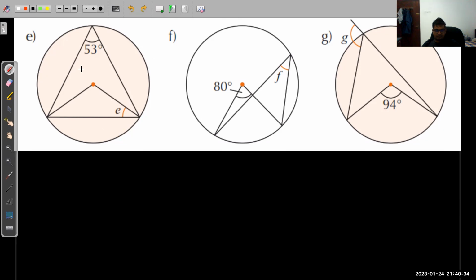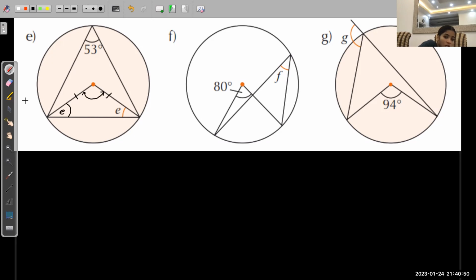Now this one you need to figure out step by step. Now you know this is an isosceles triangle, don't you? Yeah. Can't we mark this as E? Yeah, we can mark that as E as well. Can't you find this angle? This angle would be double 53, which is 106. So you know 106, can't you find it now?